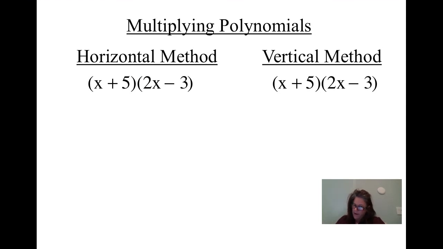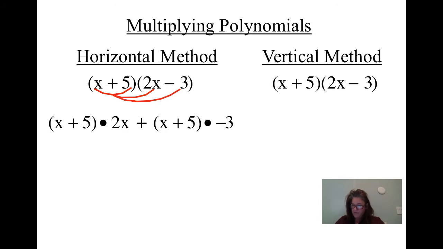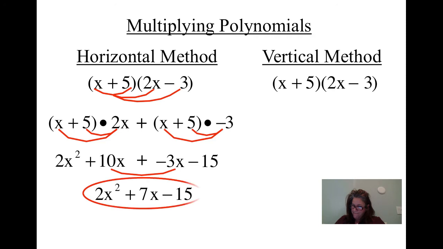Now, if you look at my PowerPoint, they're basically doing the same thing, only they're multiplying the 2x times everything in the first binomial, and then they're multiplying x plus 5 times 2x and x plus 5 times negative 3. So it's basically the same thing. It's just double distributing.